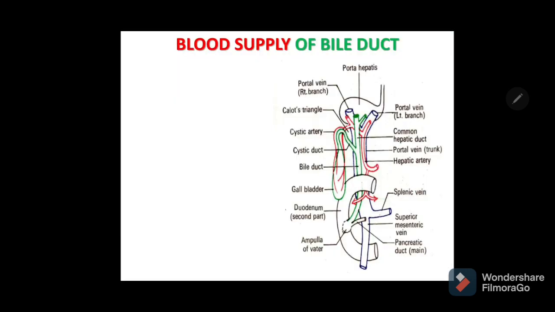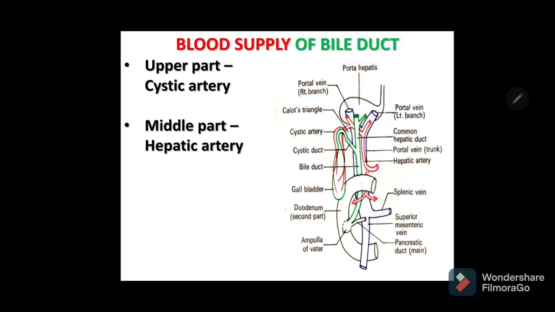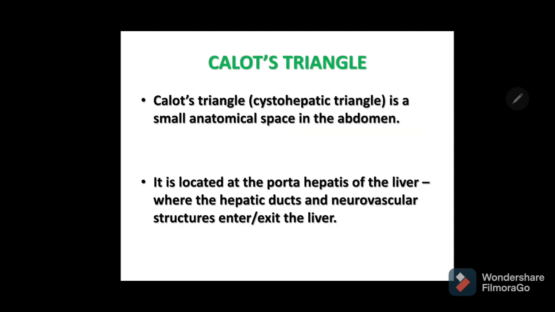Coming to the blood supply of the bile duct, the bile duct has the three parts. That is, the supraduodenal part is by the cystic artery, branch of the right branch of the hepatic artery. Middle part is by the hepatic artery itself, and lower part is by the posterior superior pancreatoduodenal artery, which is the branch of gastroduodenal artery.